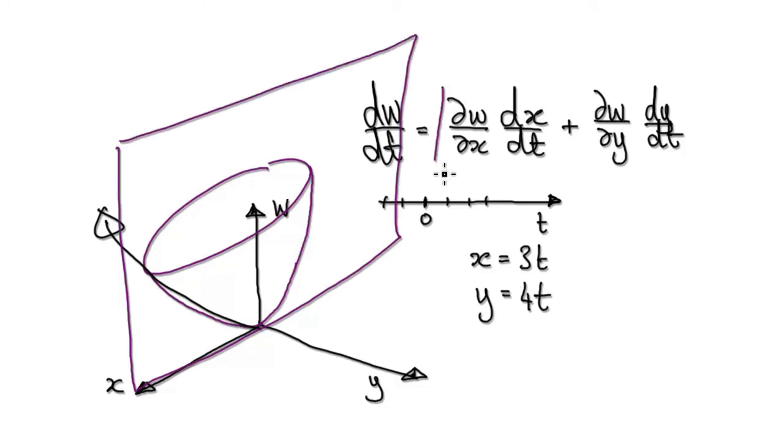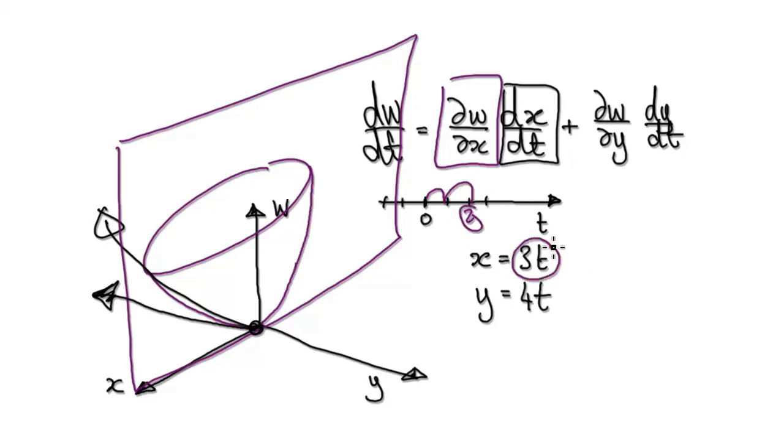This thing here allows you to work out the gradient. So imagine this as being the steepness in the x direction. Well, dx by dt represents the movement in the x direction. So after 2 seconds, you would have moved across by 6. So what that means is 1, 2, 3, 4, 5, 6. You would have moved across.